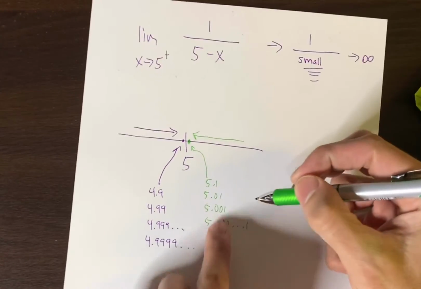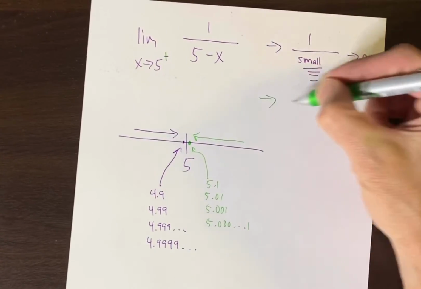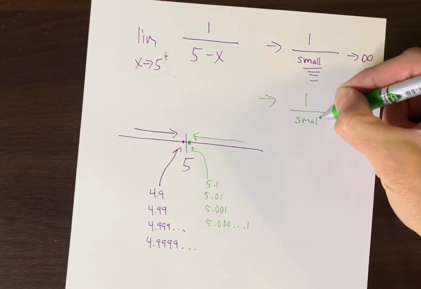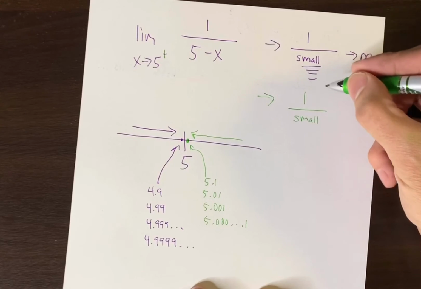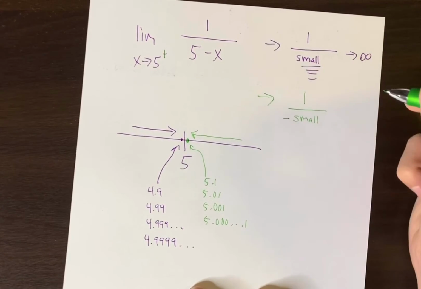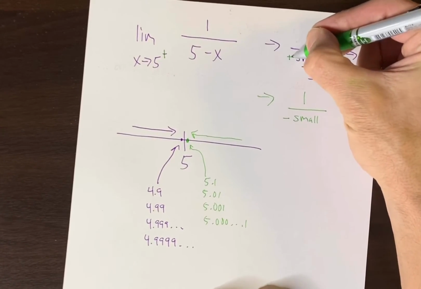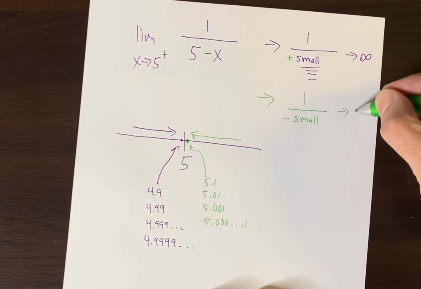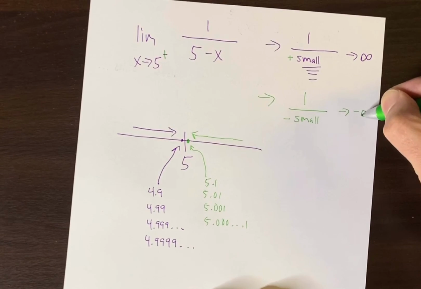But if I were to take these numbers and plug them in there, it'd be something like 1 over a small number, but this time that number is going to be a small negative. Here it was a positive small, I should have said that. Here it's a really small negative, which essentially means that you'd be approaching negative infinity.